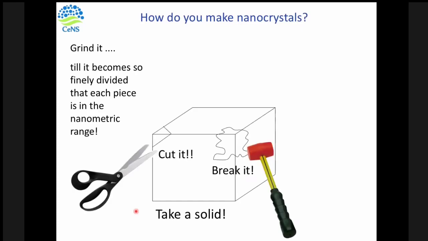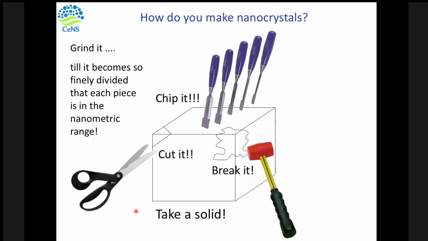We know that it is very small. So what we can do is take a big solid and start chipping it, grinding it till it becomes so finely divided that each piece is in the nanometric region. This is a technique people use, particularly for ceramics, where nanomaterials are generally synthesized this way. That's why it's called the top-down method. You start from the big and then go down to smaller.